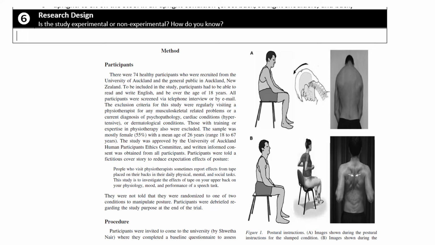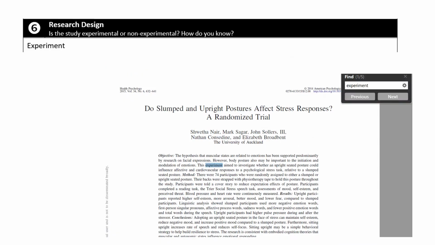All right, now we're on to the research design. To think it through, the first thing to remember is that the main difference between an experimental study and a non-experimental study is that non-experimental studies only measure variables. But it's pretty easy to remember that they manipulated posture, given the big graphic on page 634 in the article. So, an experiment it is.